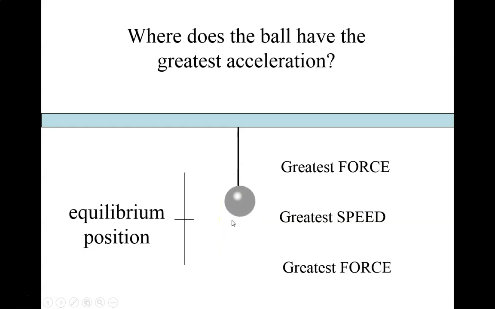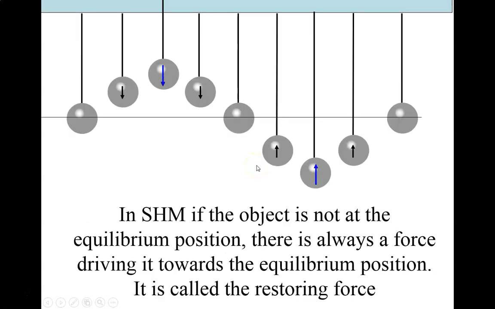When does the ball have the greatest acceleration? Well, its net force is 0 in the middle, so that means it's got 0 acceleration in the middle. And it's got the greatest force acting on it at the ends, and force equals mass times acceleration, so it's going to have the most acceleration at the very ends.